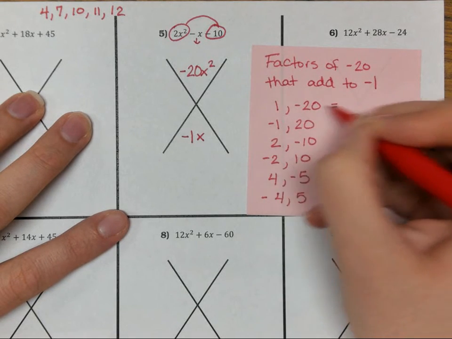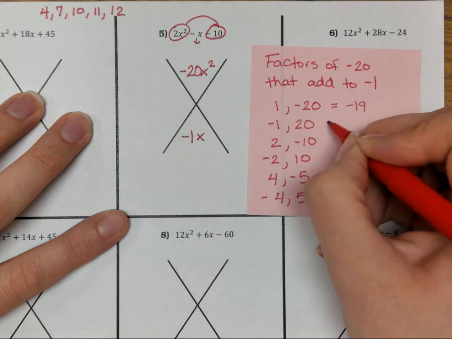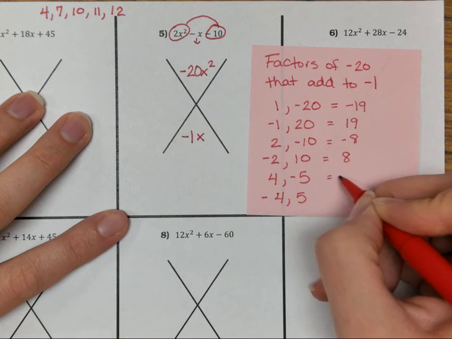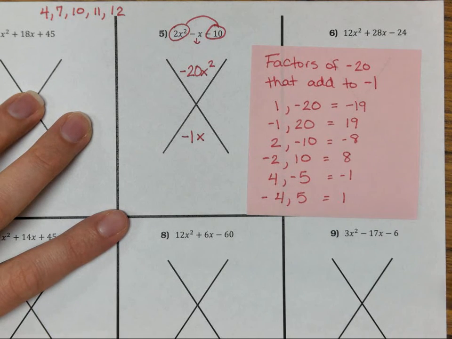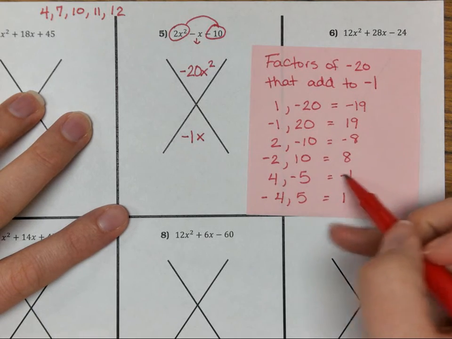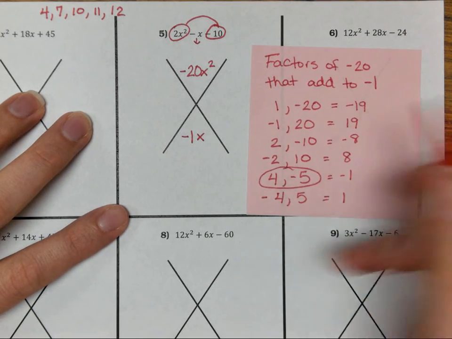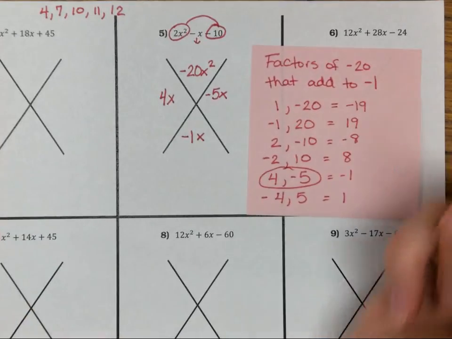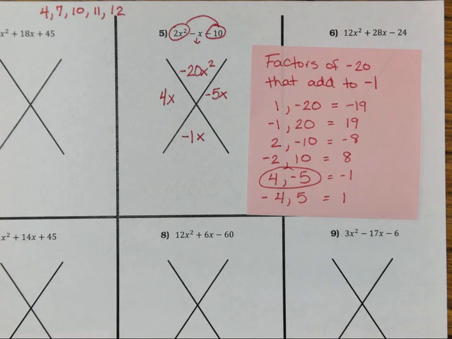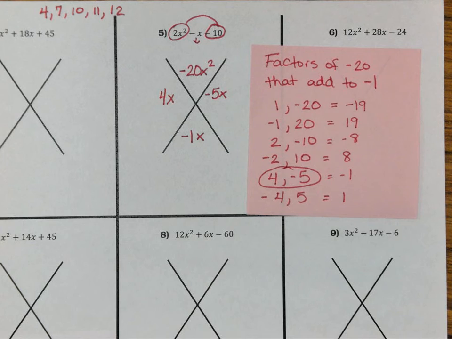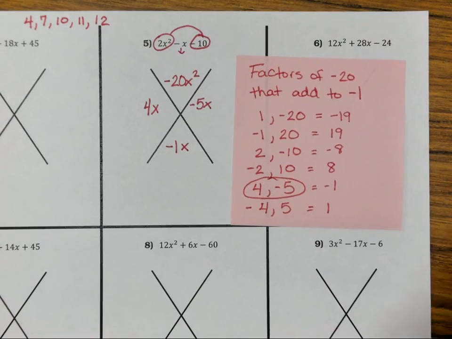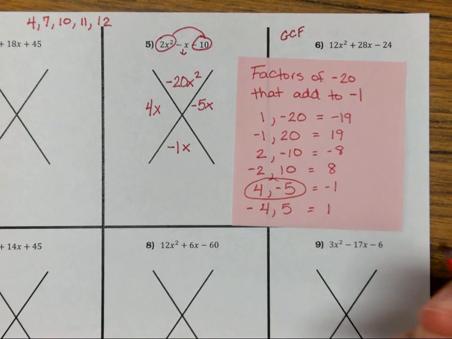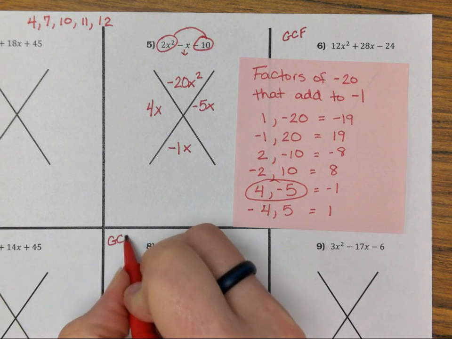And so now we add them together still. And we would get negative 19, positive 19, negative 8, positive 8, negative 1, positive 1. And so I'm looking for the ones that added to negative 1, so that's right here. 4 and negative 5. So 4x, negative 5x. Okay. All right, you're going to try the rest of the page. I will tell you that there is a greatest common factor that you need to pull out on number 6 and a greatest common factor on number 8.